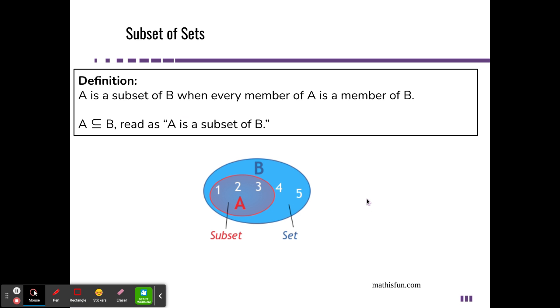All right, subsets, a quick definition provided by mathisfun.com. A is a subset of B when every member of A is a member of B, and that's read as A is a subset of B. So B is all the blue stuff: B is 1, 2, 3, 4, 5. A is 1, 2, 3. So A is a subset of B.